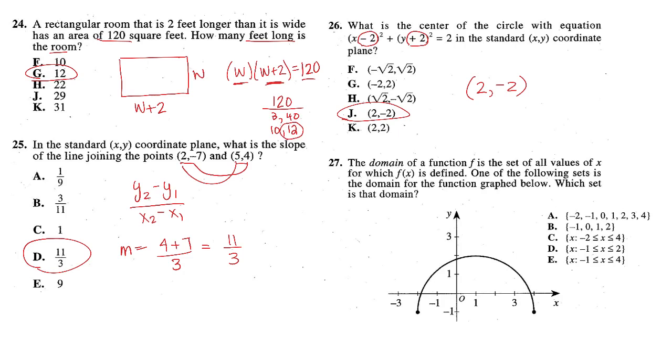Right, now we're asked for the domain. So domain is how far to the left, all the way over to how far to the right. And so it looks like our domain is probably going to be answer choice C.